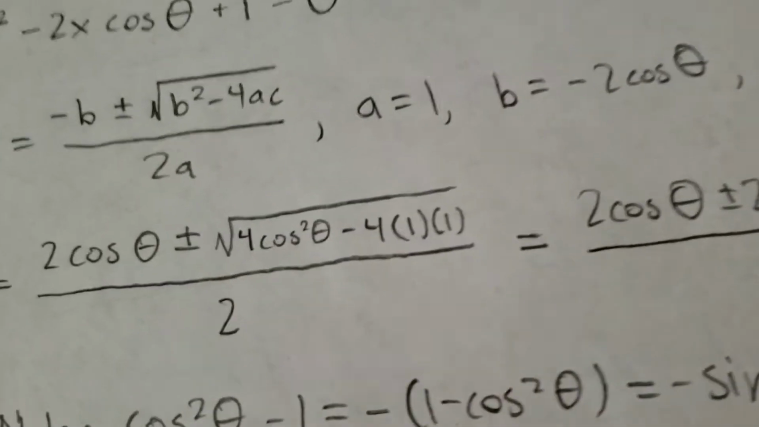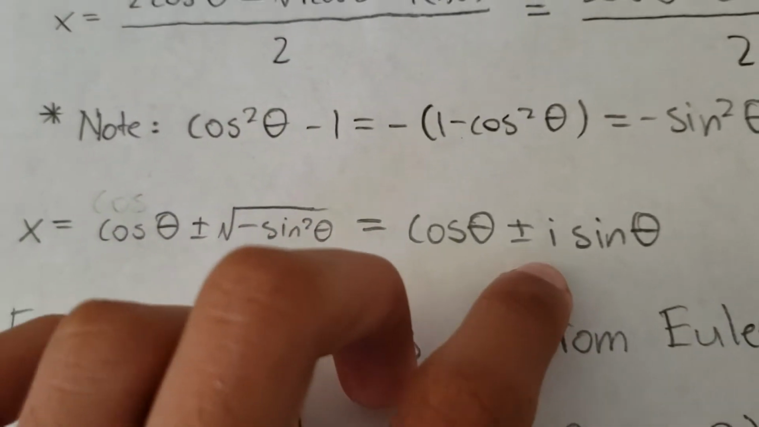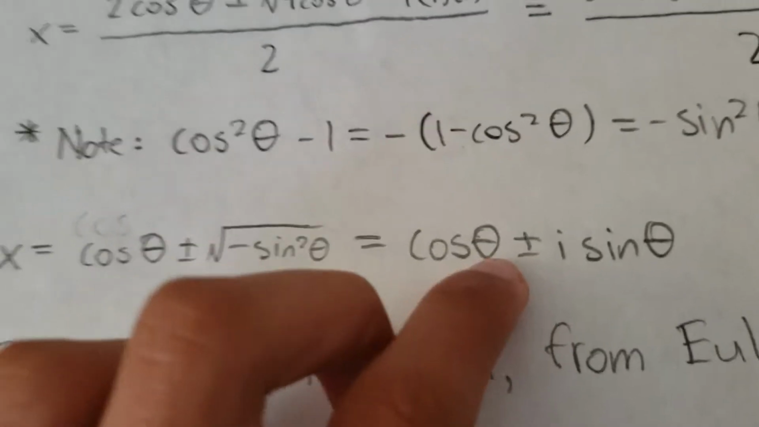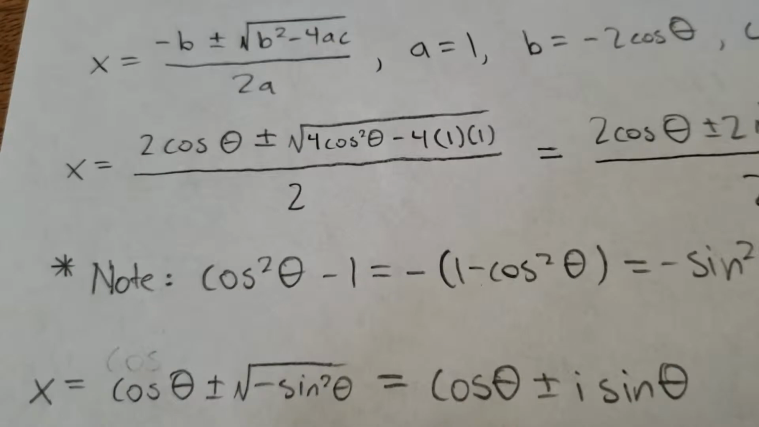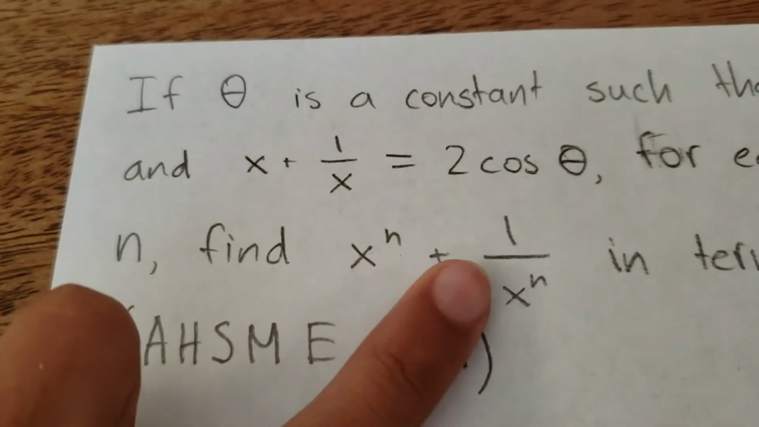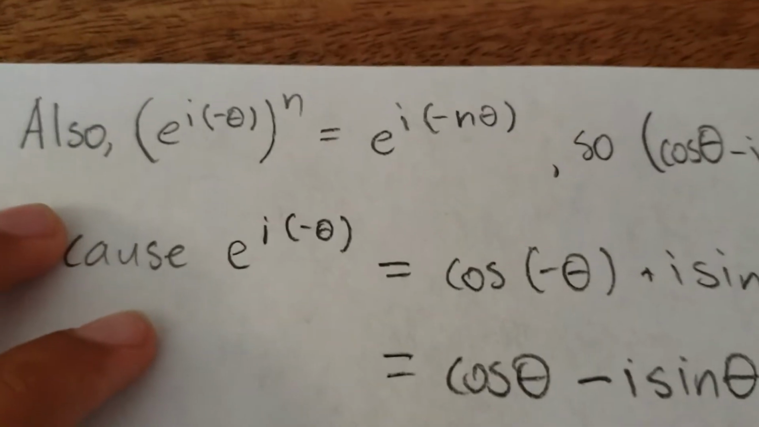So now that we have that down, remember, we have cosine of theta plus or minus i sine of theta. So this can also be negative. So you need to take care of the negative case as well when you plug into x to the n plus 1 over x to the n. So to do that, we'll look at a similar expression.